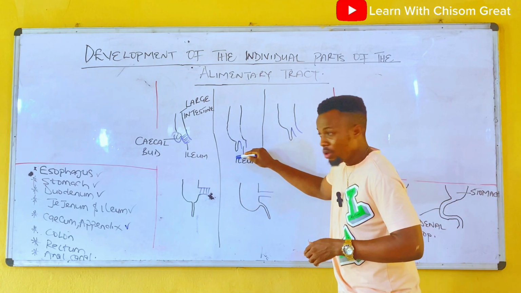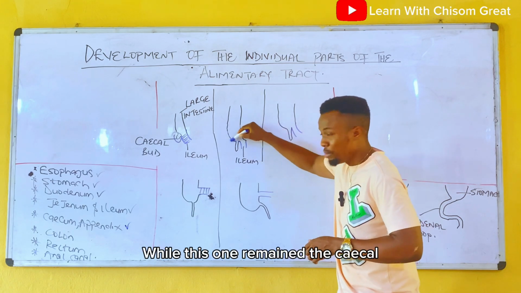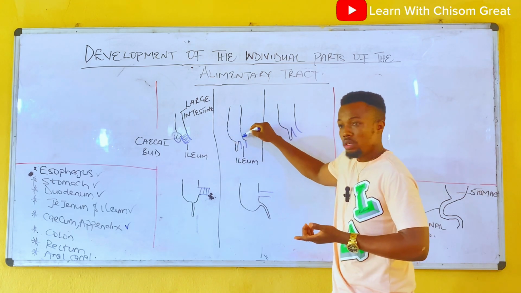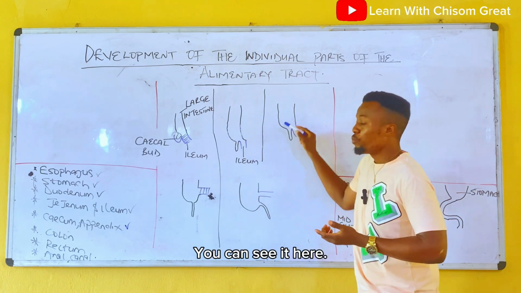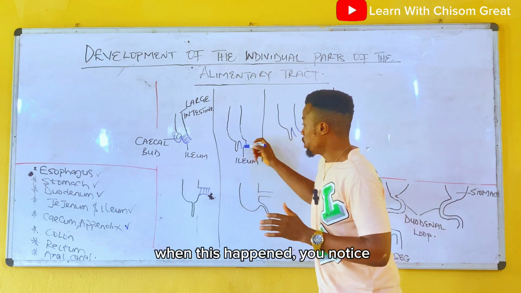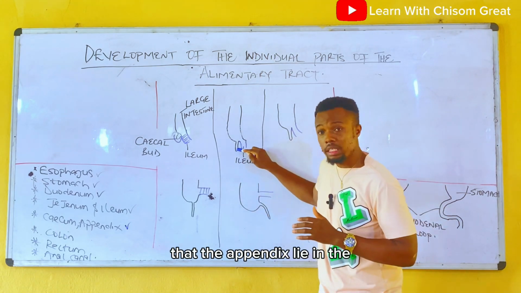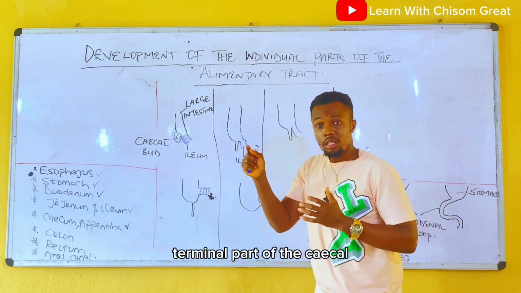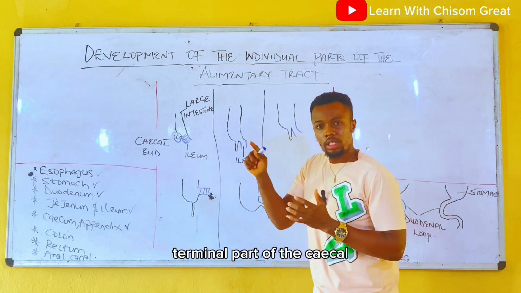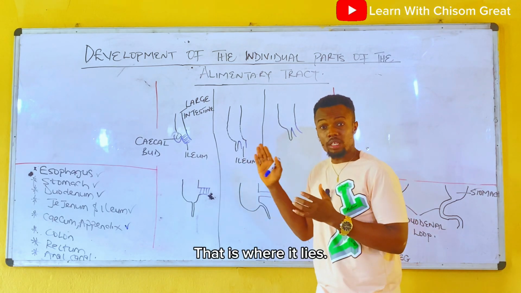the appendix. Why does this one remain the caecum? Look at it here. So when this happened, you notice that the appendix lies in the terminal part of the caecum. That is where it lies.